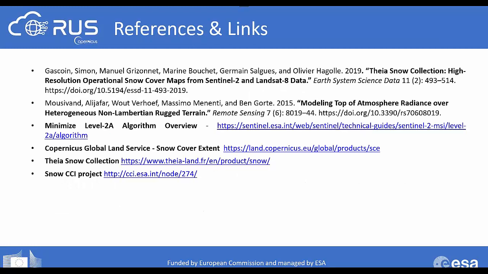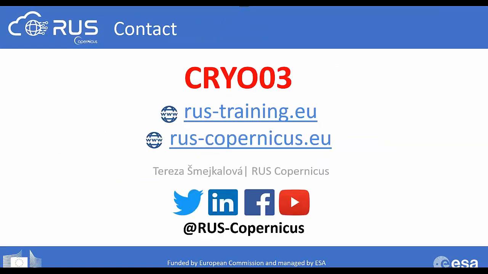So here is just some references and links to have a look at the original TIA snow collection algorithm that's here. Also at some additional data, for example, for the snow collection data or snow product data, and some information about the level 2A algorithm that is applied on the Sentinel-2 data. Okay, and finally, if you want to repeat this webinar and you request the virtual machine, this webinar will be available under the code of CRYO03, and you can see everything again on our websites, as I'm mentioning them here.